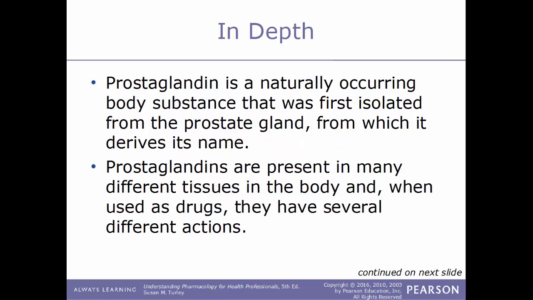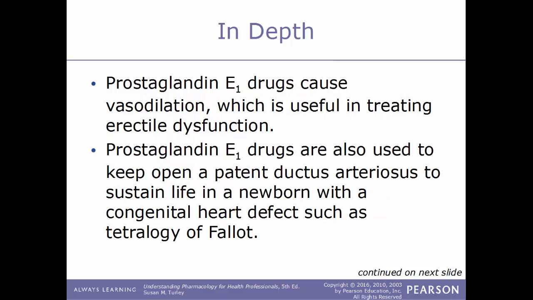I'll now talk a little bit more about prostaglandins. Now, prostaglandin is a naturally occurring body substance that was first isolated from the prostate gland, which is where it derives its name. Prostaglandins are present in many different tissues in the body, and when they're used as drugs, can have several different actions. Prostaglandin E1 drugs cause vasodilation, which is helpful in treating erectile dysfunction.